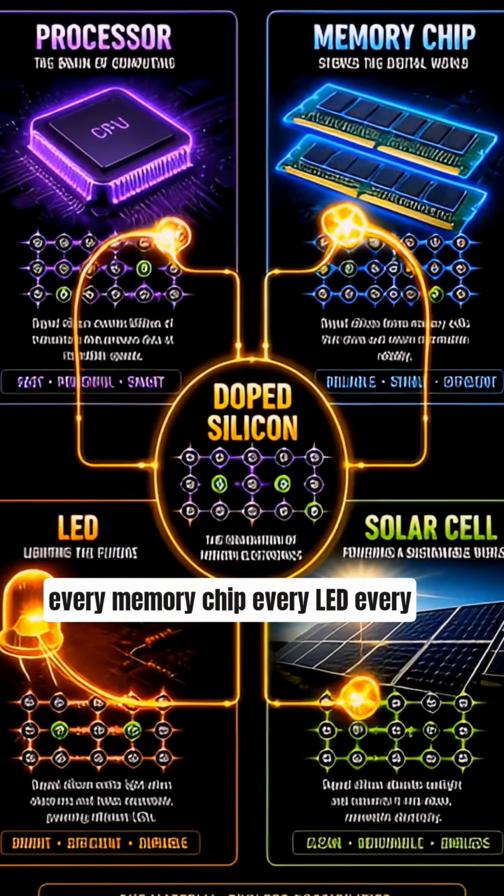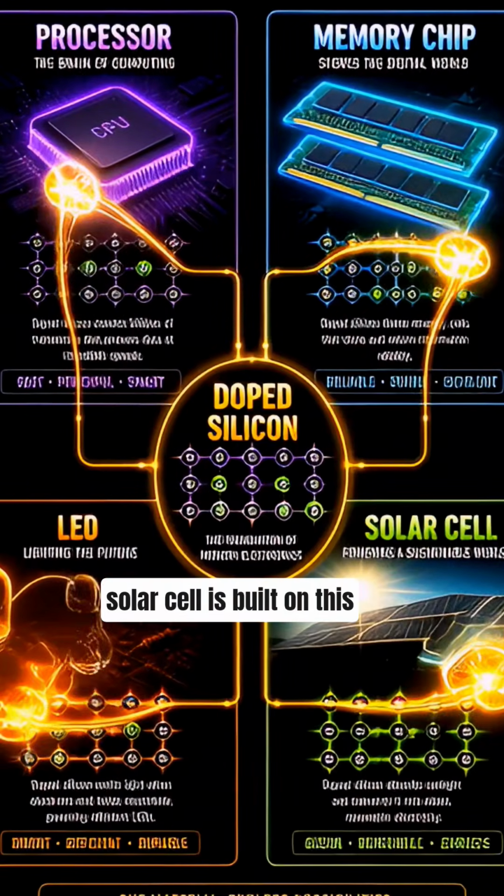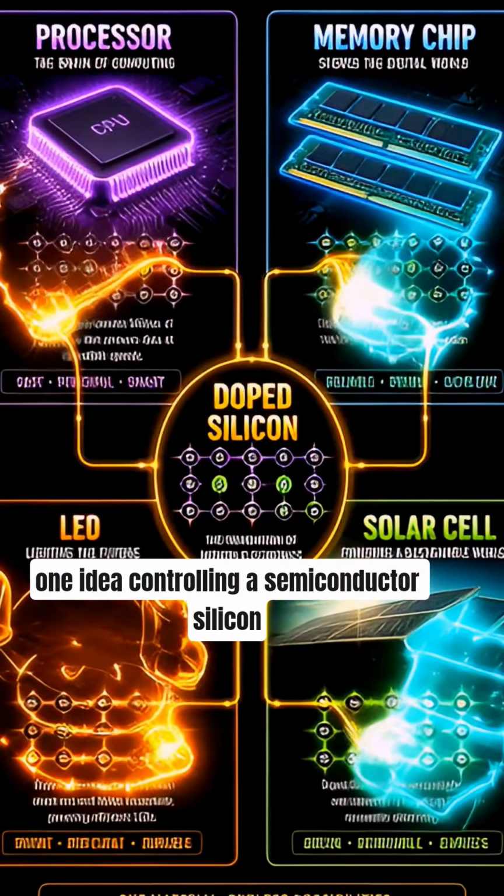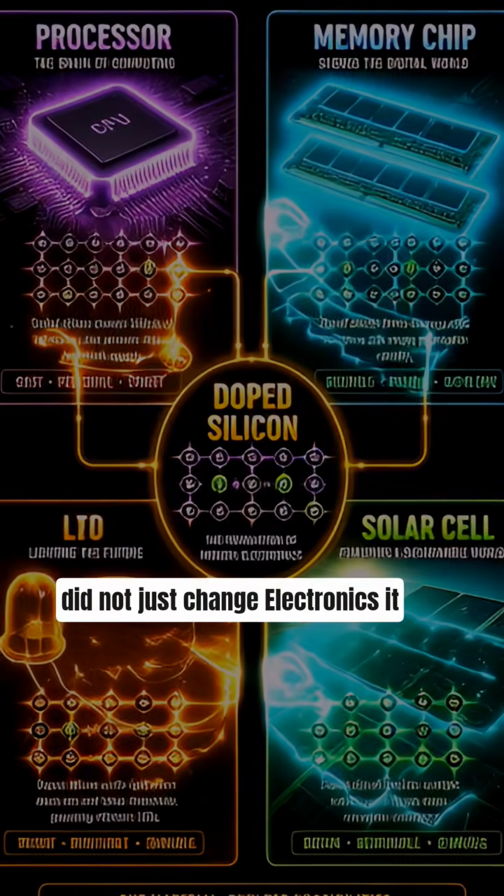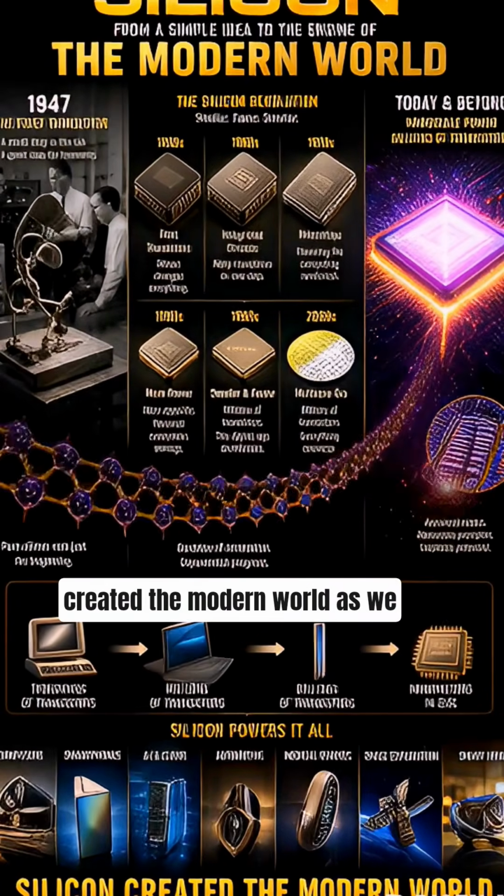Every processor, every memory chip, every LED, every solar cell is built on this one idea: controlling a semiconductor. Silicon did not just change electronics, it created the modern world as we know it.